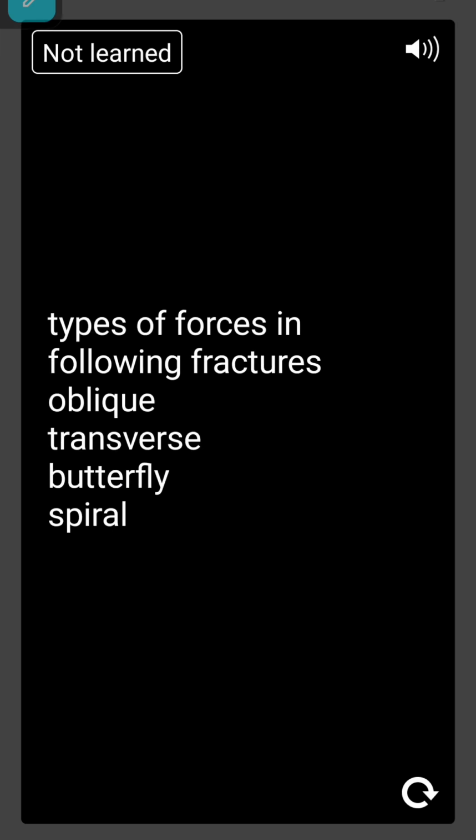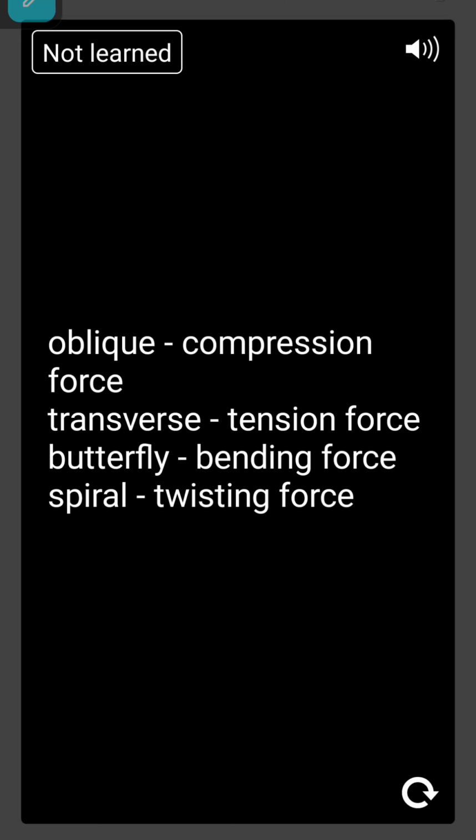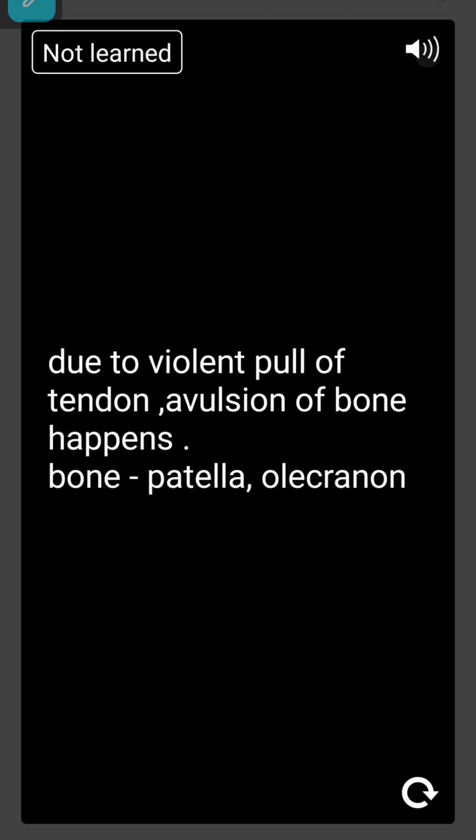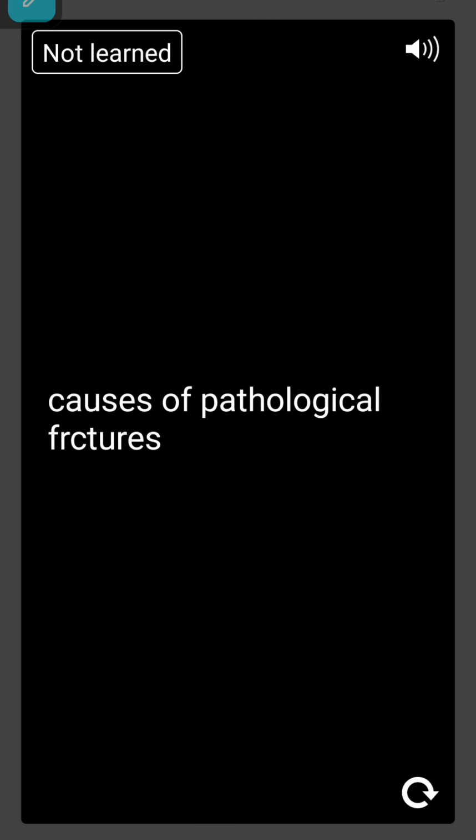Types of forces in the following fractures. Oblique, transverse, butterfly, spiral. Oblique: compression force. Transverse: tension force. Butterfly: bending force. Spiral: twisting force. Avulsion fractures and most common bone: due to violent pull of tendon, avulsion of bone happens. Bone: patella, olecranon.